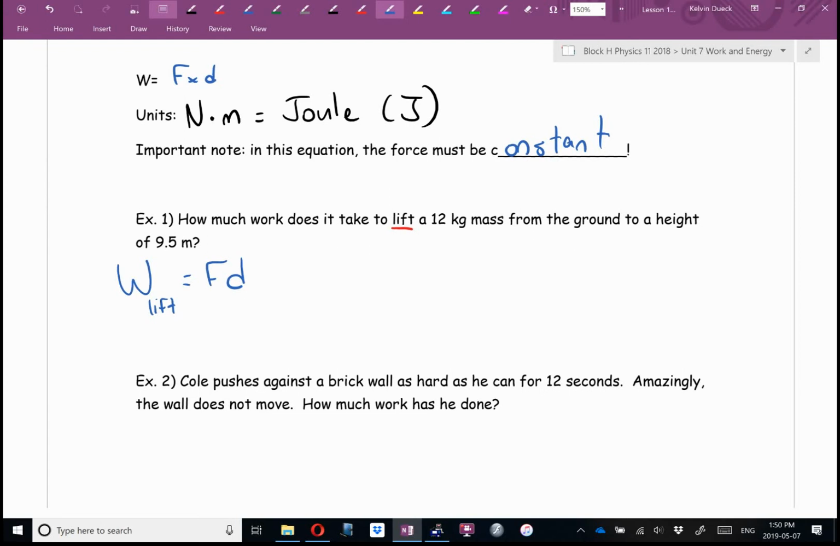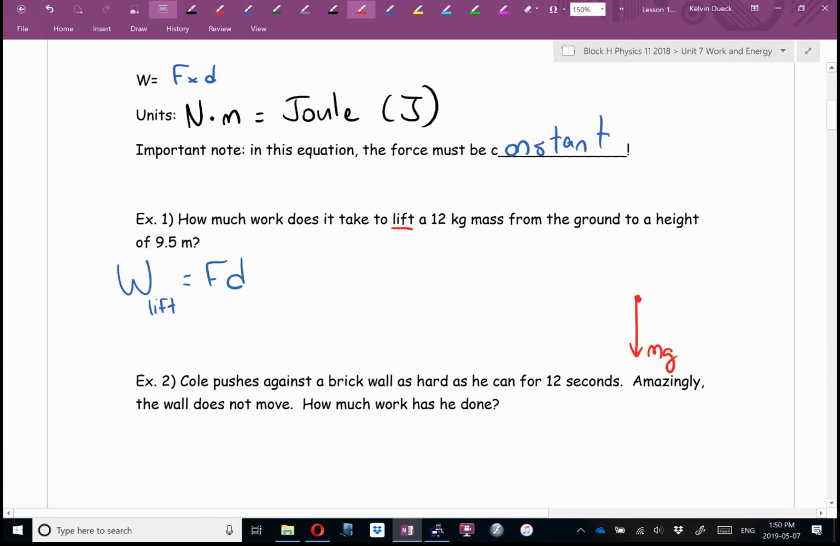Which force? Which distance? Well, this is a job for a free body diagram. Let's assume that we're lifting it at a constant speed. We're not speeding it up or slowing down. We're doing the minimum work required. What are the forces acting on this object as we lift it? Get the obvious one. Yep.